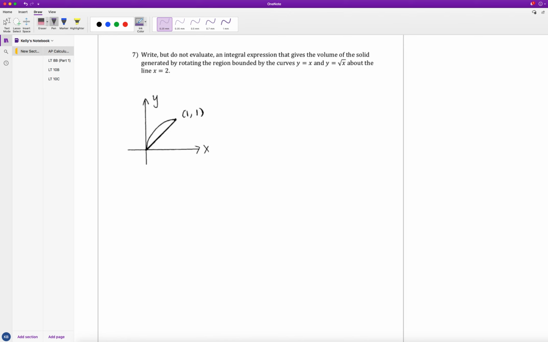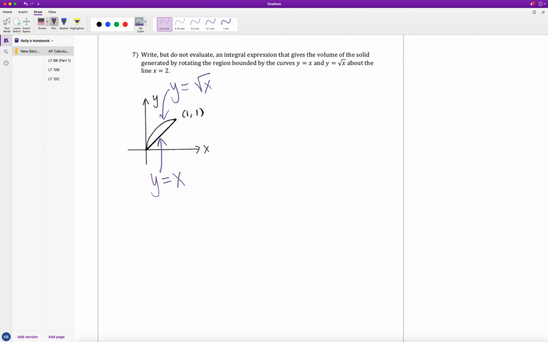Let's read question 7. It says, write but do not evaluate an integral expression that gives the volume of a solid generated by rotating the region bounded by the curves y equals x and y equals the square root of x about the line x equals 2. Well, let's start by labeling this. The first curve they gave us was y equals x. That's actually the straight line down here. And y equals the square root of x is the curve piece that is on top.